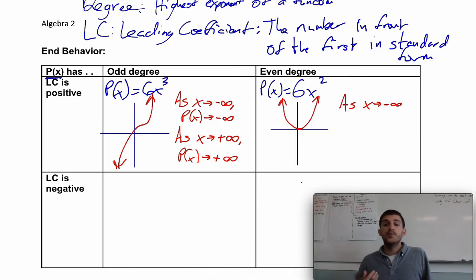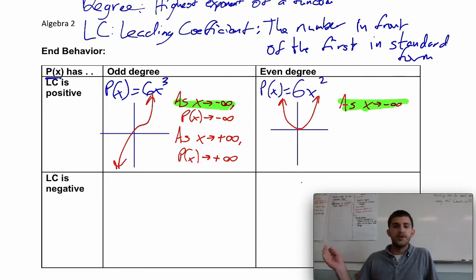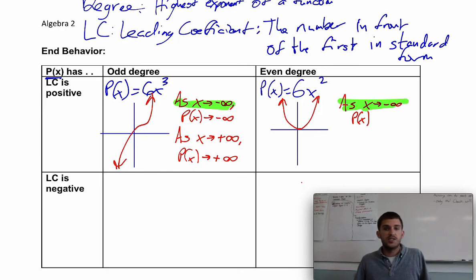You'll notice this is something that's going to be repeated over and over and over. So this gets repeated here. Doesn't matter the leading coefficient, doesn't matter the degree, you're always going to talk about what happens to the graph as it goes to the left. So as x approaches negative infinity, in this case, p of x, which is 6x squared, is approaching, again, thinking about it, if we're going further and further and further to the left, we're going up, up, up. So we're going to say p of x approaches positive infinity.